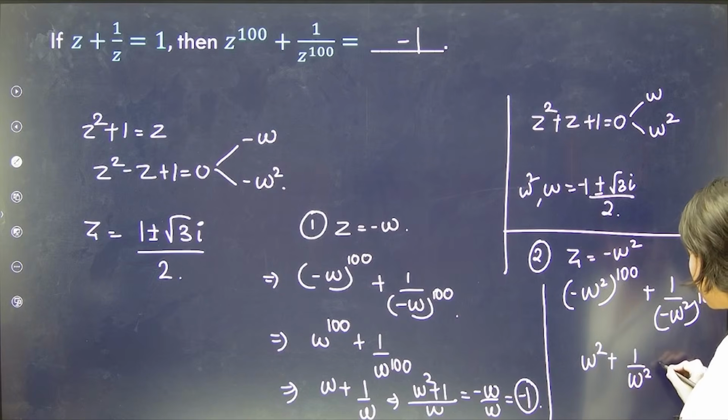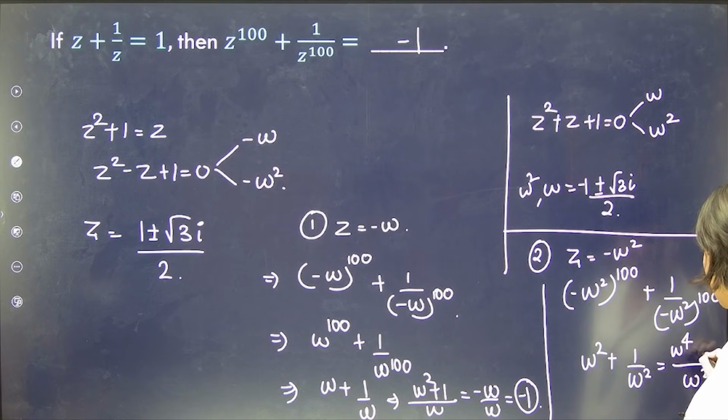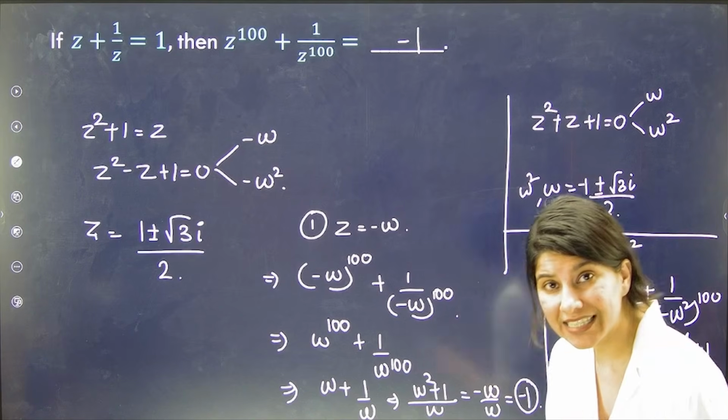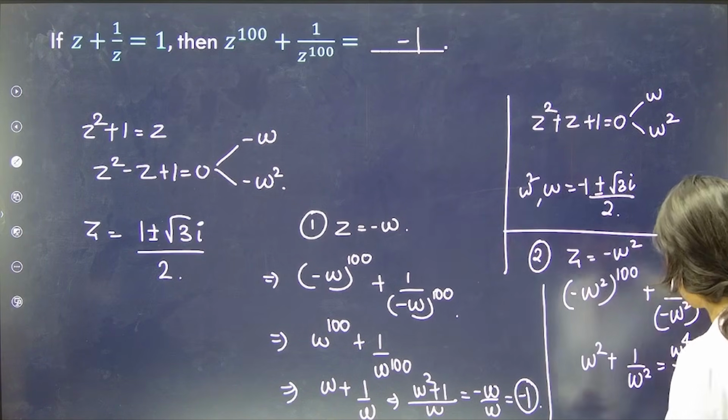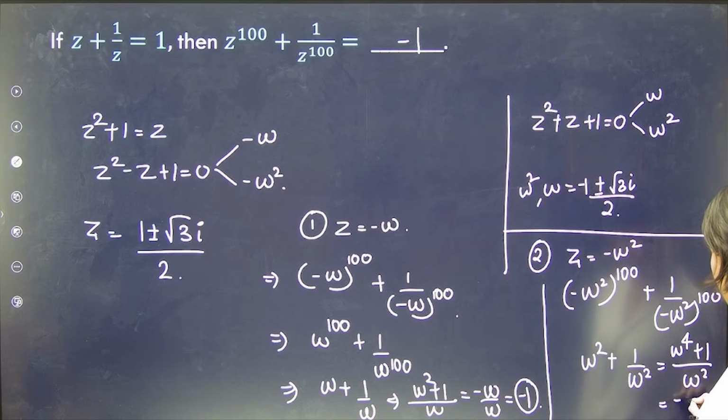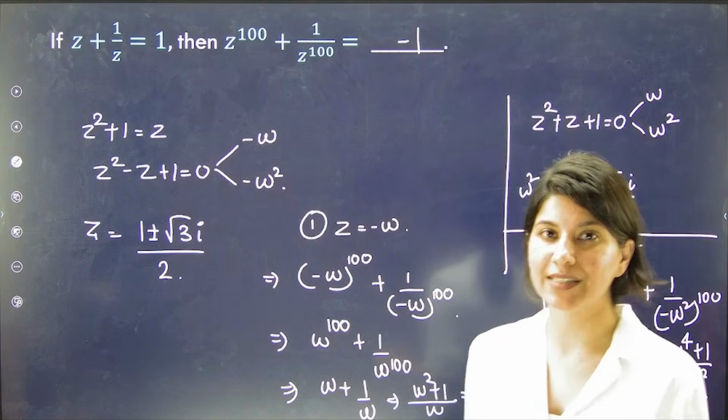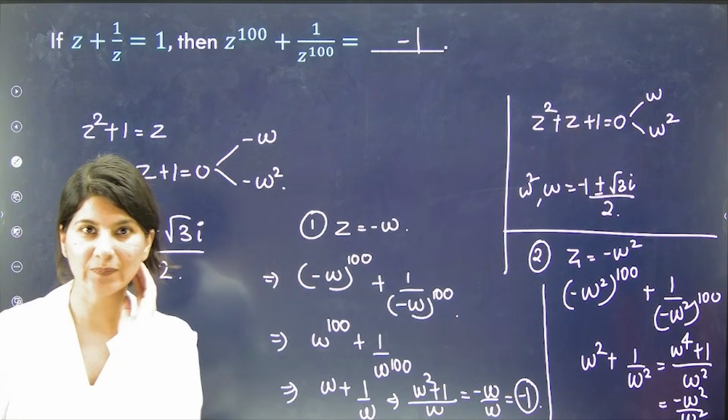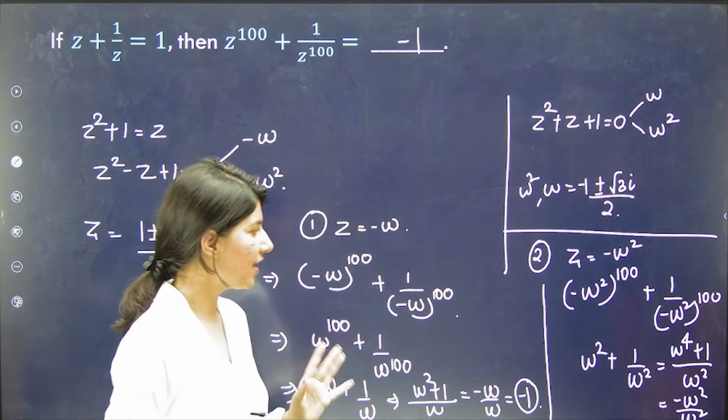Correct? If you take LCM, omega square is down, and this is omega power 4 plus 1. Omega power 4 is again omega cube into omega, so this is omega plus 1. Omega plus 1 is minus omega square upon omega square. Omega square cancelled. Minus 1 again. Minus 1 is the answer. Okay. All right. Clear. Have a look.